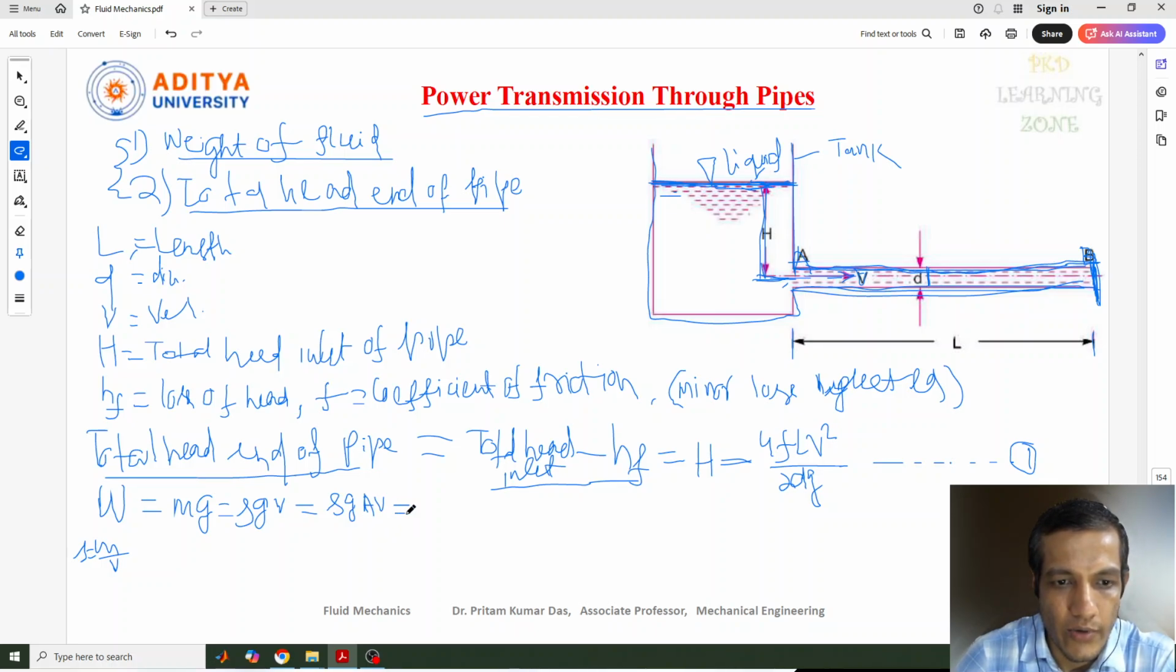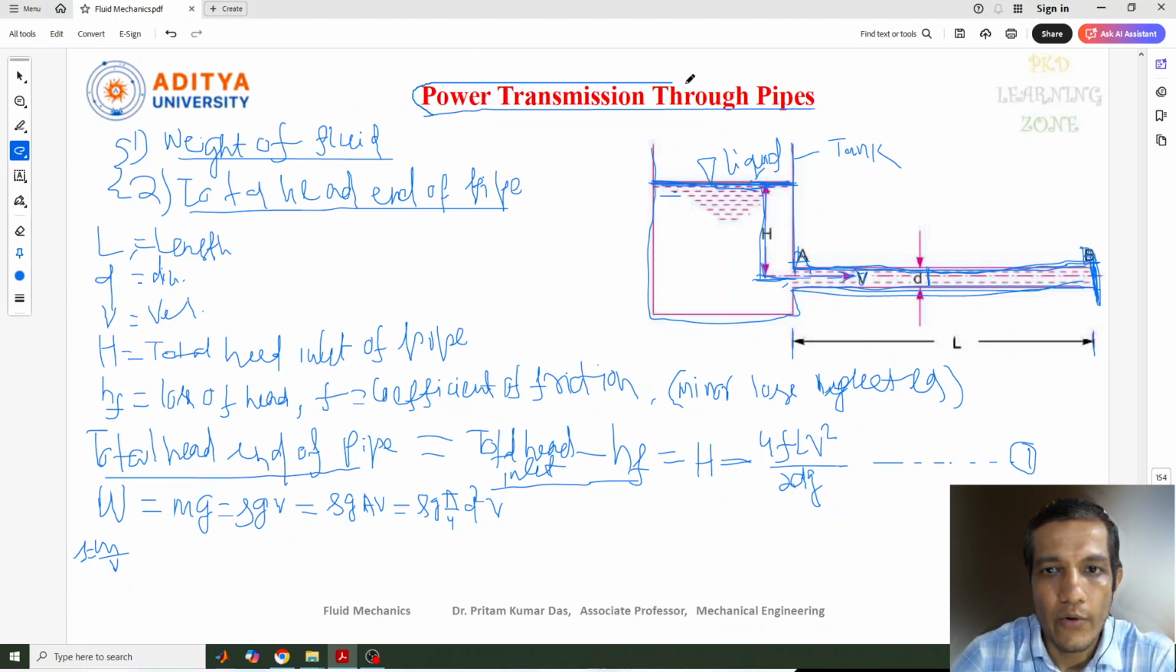So the volume of water per second we can write as area into velocity. Again we can write rho g, and what is the area of the pipe? Area of the pipe we can write as pi by 4 d square, and v. Now this is the weight of the water or fluid flowing through the pipe per second. Now what is our ultimate goal?